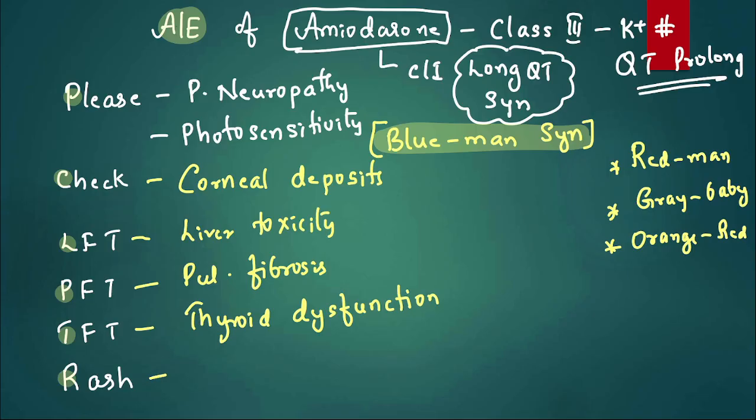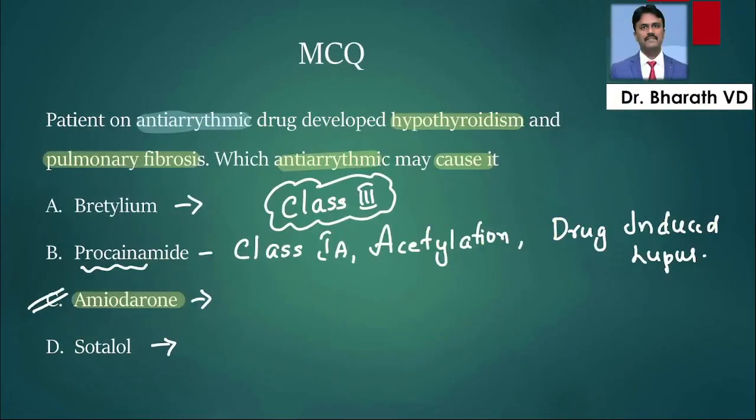Rash. Why a rash? Because amiodarone contains iodine. Some people are allergic to iodine, so allergy can be seen. So very, very important drug, amiodarone. Already they are tested. Blue man syndrome, hypothyroidism, lung fibrosis have already been tested. So coming back, patient is on antiarrhythmic drug, developing hypothyroidism, lung fibrosis. It is amiodarone.